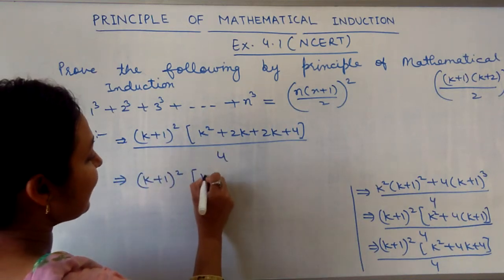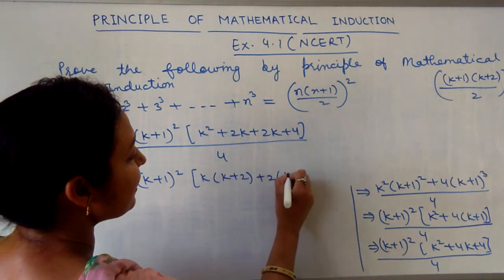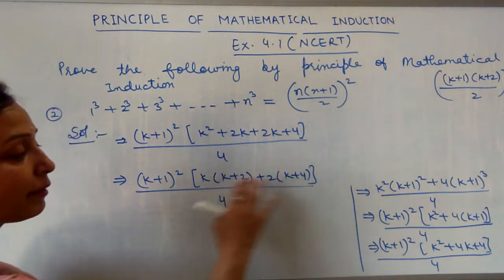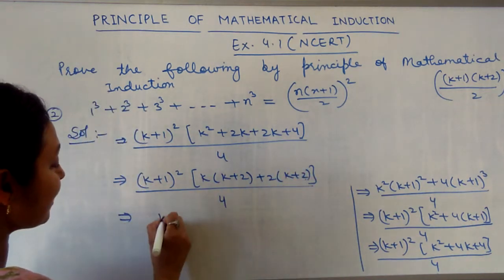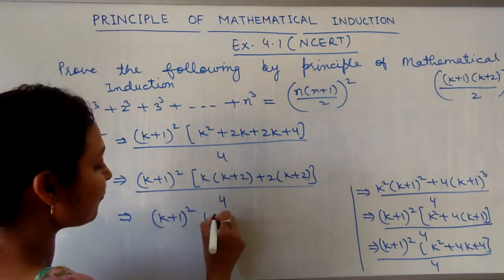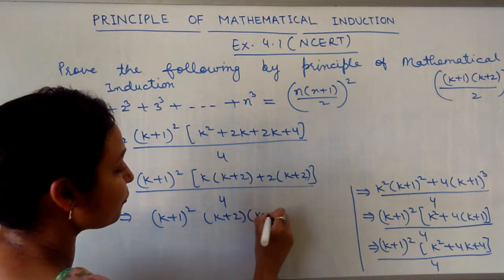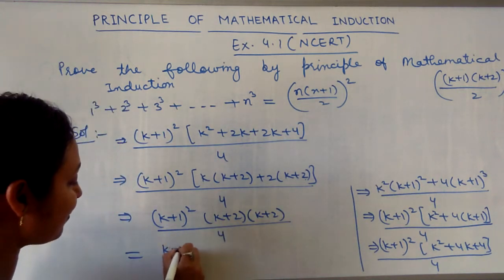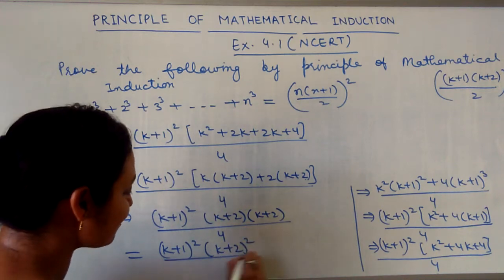Now, this is k plus 2. In these two terms, we have 2 common, k plus 2. You all know how to split the middle term. This is 2, not 4. That will equal k plus 1 whole square, and we have two factors k plus 2 and k plus 2, divided by 4. So I will take it as k plus 1 whole square, k plus 2 whole square, divided by 4.